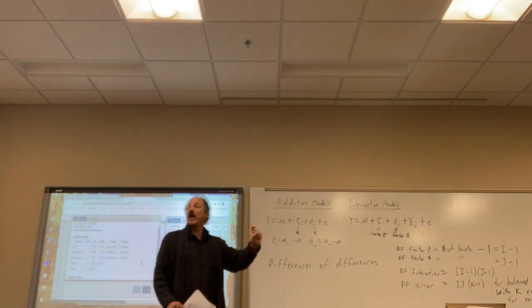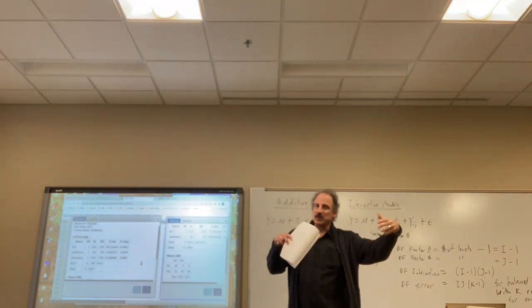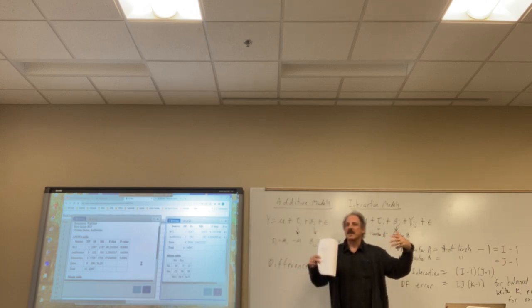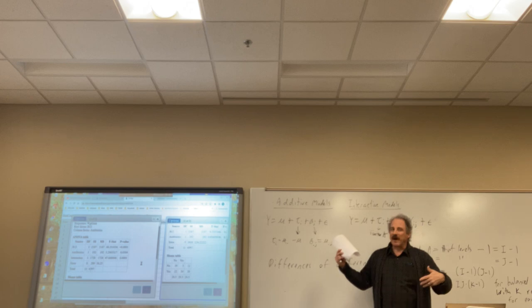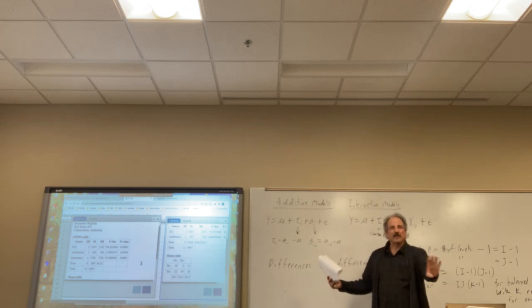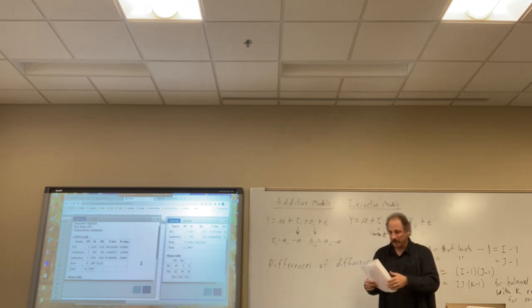2 times 2 times 3 gives me my 12. I got my 2 times 2, 4 combinations. Each combination has 3 in it, you're gonna get 12. When we do unbalanced design, things are gonna change. But for balanced design, this is how it's gonna work.